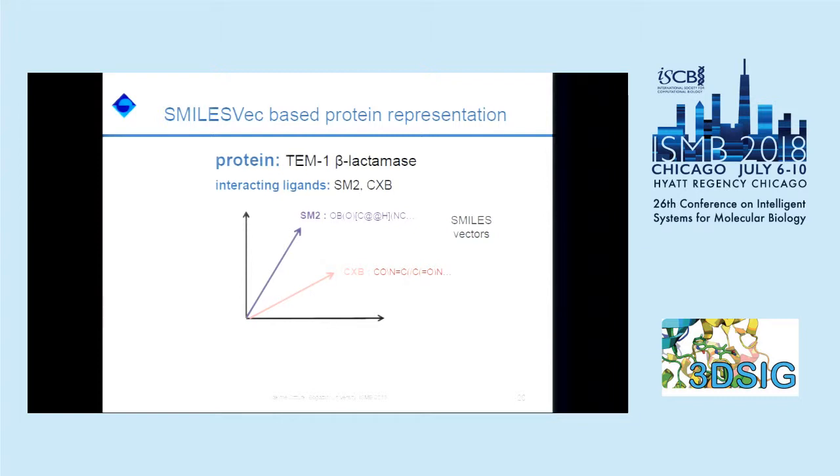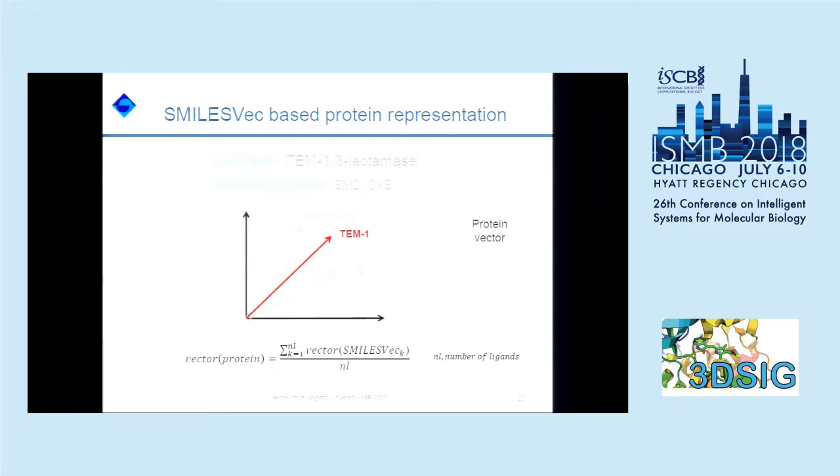Here is a sample protein, and it has two interacting ligands, which are types of methylboronic acids, a beta-lactamase protein. Using the pipeline we described before, we have representation vectors for these interacting SMILES. Again, the simple way to create the vector representation for the protein is to just take the average of the SMILES-vec of its interacting ligands. And now we have a representation for the protein that is purely based on SMILES strings.